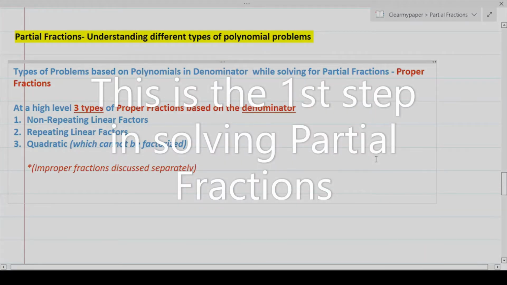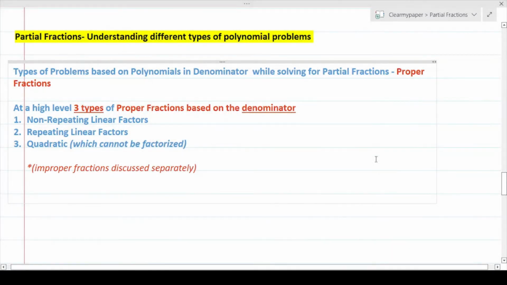Let's try to understand the different types of problems that we might get, based on which we can solve different equations related to partial fractions. That depends upon how the polynomial is structured in the given problem. And let's talk about that. In this episode, we are just going to talk about proper fractions and not the improper fractions. Improper fractions, we are going to consider separately.